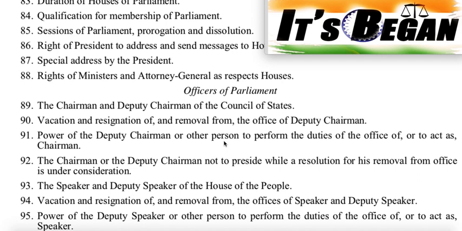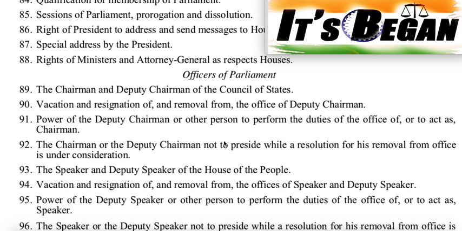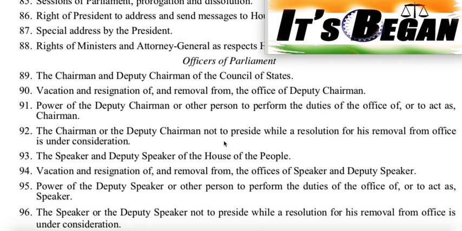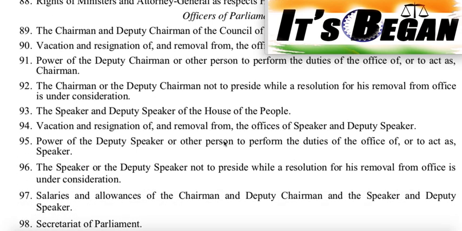Article 93 The Speaker and Deputy Speaker of the House of the People. Article 94 Vacation and resignation of and removal from the offices of Speaker and Deputy Speaker. Article 95 Power of the Deputy Speaker or other person to perform the duties of the office of or to act as Speaker. Article 96 The Speaker or the Deputy Speaker not to preside while a resolution for his removal from office is under consideration.